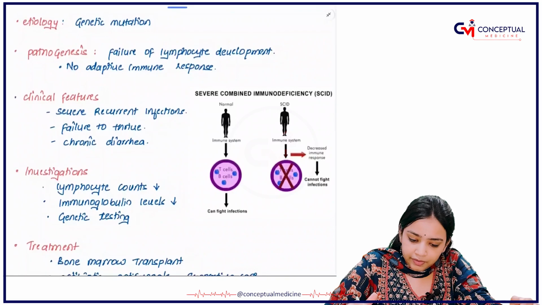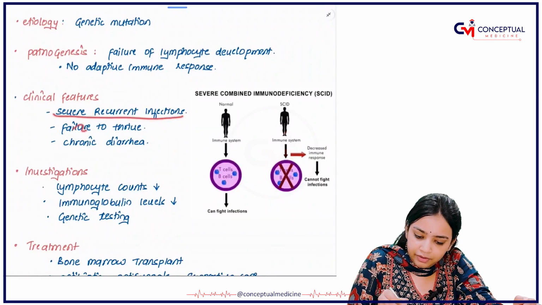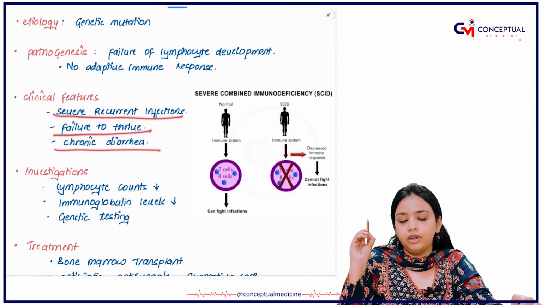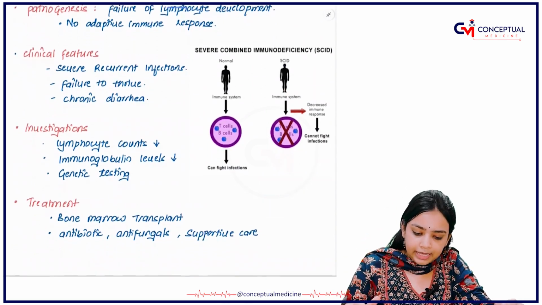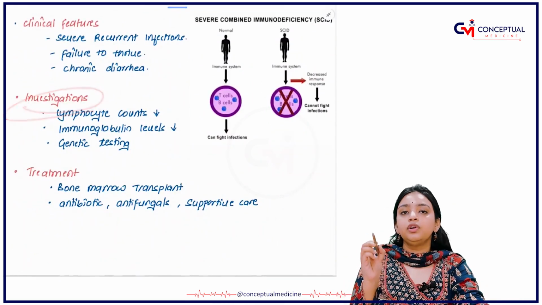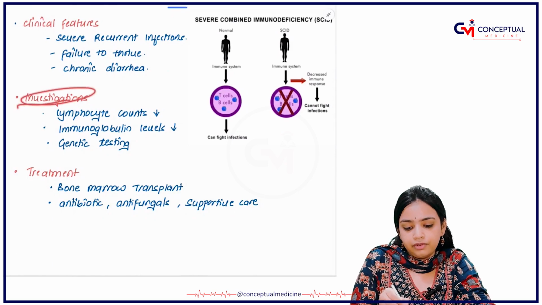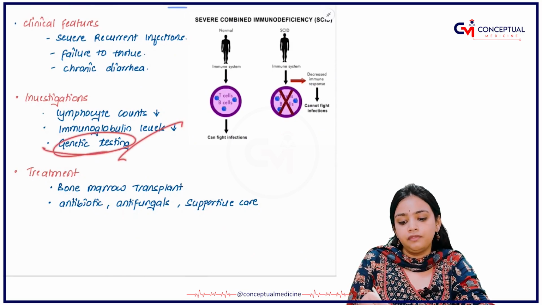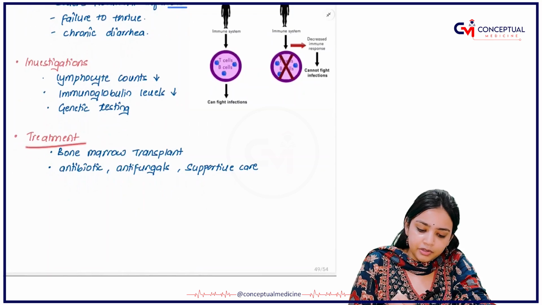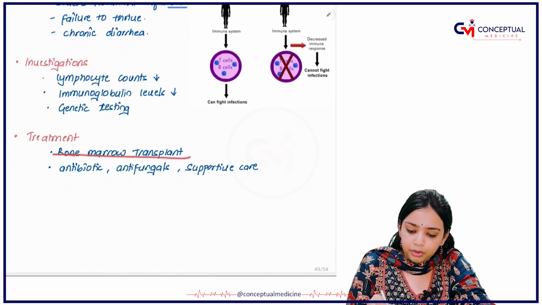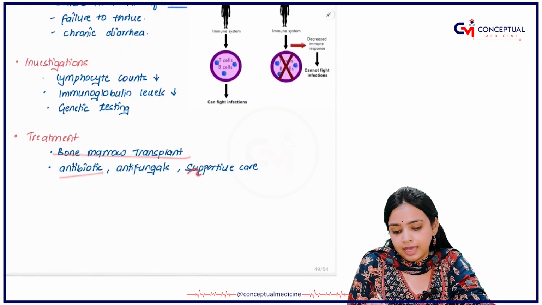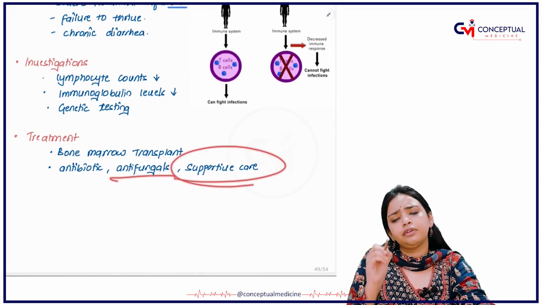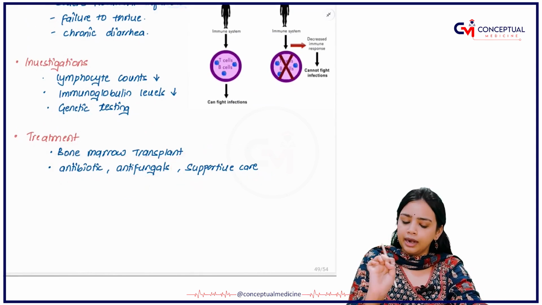The clinical features that we are able to see are severe recurrent infections, failure to thrive, and chronic diarrhea. Next, what are the investigations which you will do? In the investigations we are able to see that the lymphocyte counts are low, the immunoglobulin levels are low, and genetic testing we will do. Next, the treatment that we will give is the bone marrow transplant, antibiotics, antifungals, and the supportive care which is required according to that person.